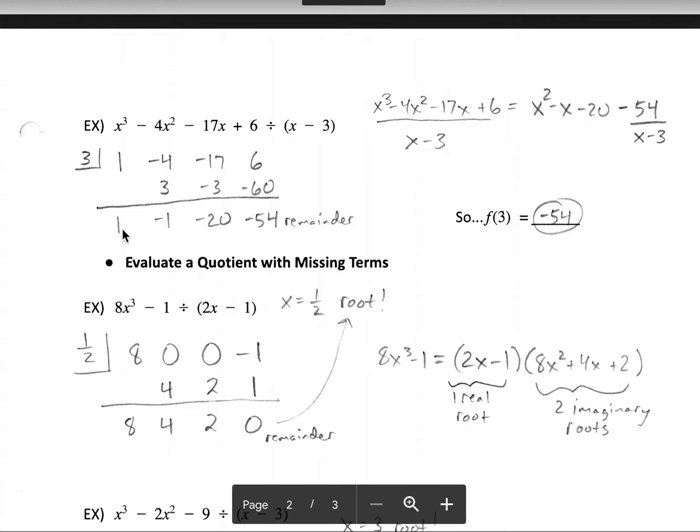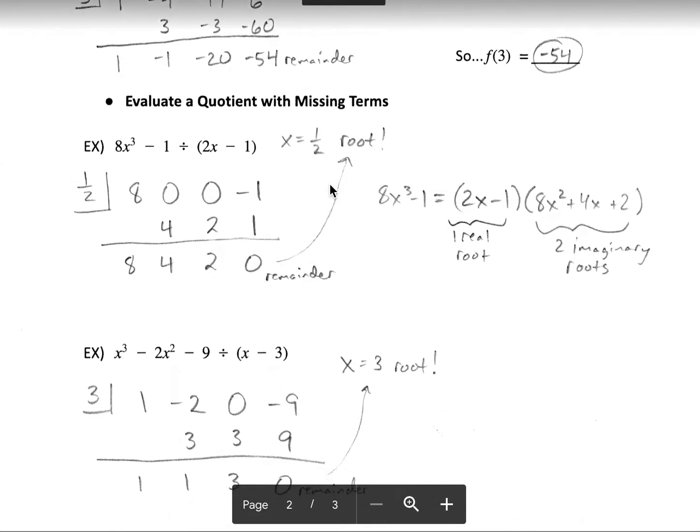So we can write that using 1 degree less here. So x squared minus x minus 20 minus 54 divided by x minus 3. So here's the answer to our quotient right here. This quotient became this. And since we have that remainder, that means that if we had evaluated this polynomial at 3, the answer would have been -54. And you can check that if you'd like.